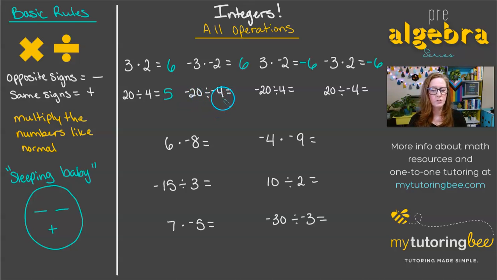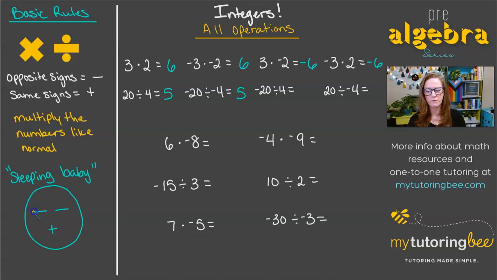So we can go ahead and do the number part first and then worry about the sign later. So 20 divided by 4 is still 5, but then let's use our sleeping baby. The 20 is negative, the 4 is negative, so what's left over? The positive sign. So then that means a positive 5. We can put the plus sign there, or just leave it off. They're both the same.